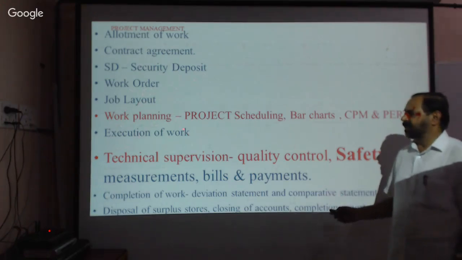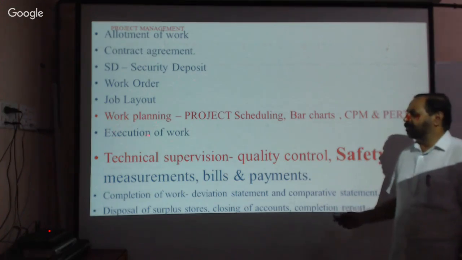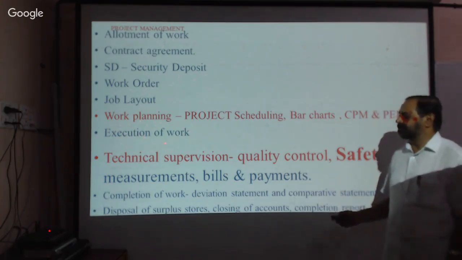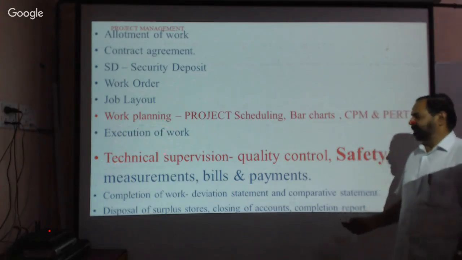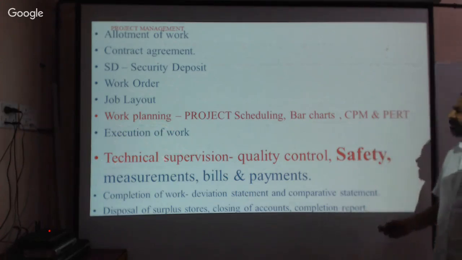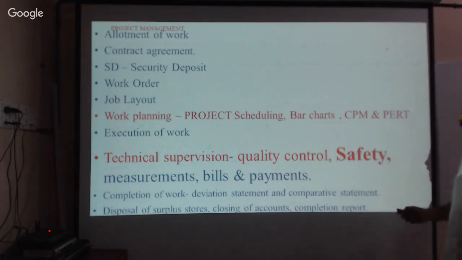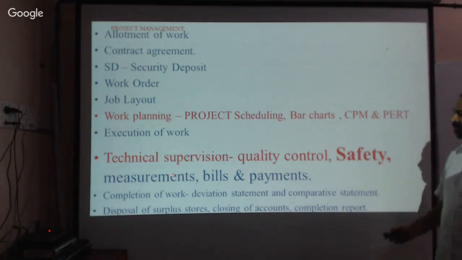Then we are in the execution stage. The execution stage is technical supervision. Technical supervision comprises quality control, safety, measurement, bills, and payments. We have discussed in the previous class the quality control of the project or the construction activities. Measurement and bills or payments also we have discussed in the previous classes. Now today we will discuss the safety in construction. That is construction safety. Let us discuss it.